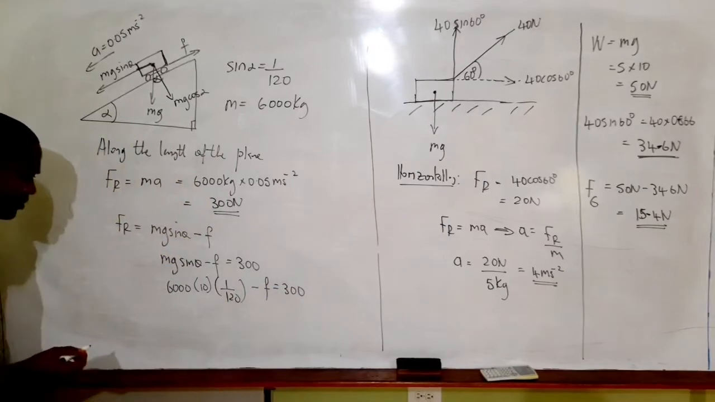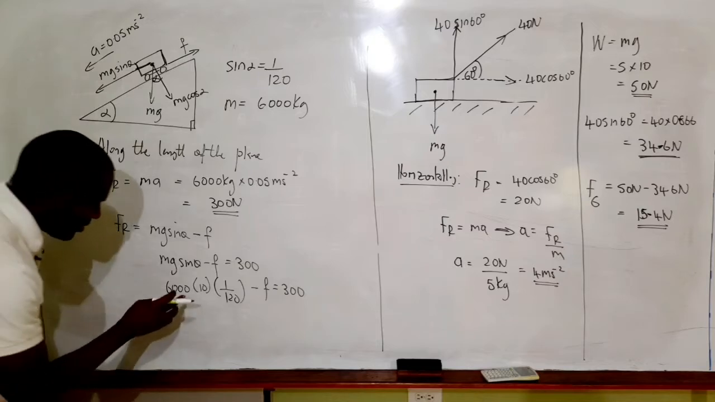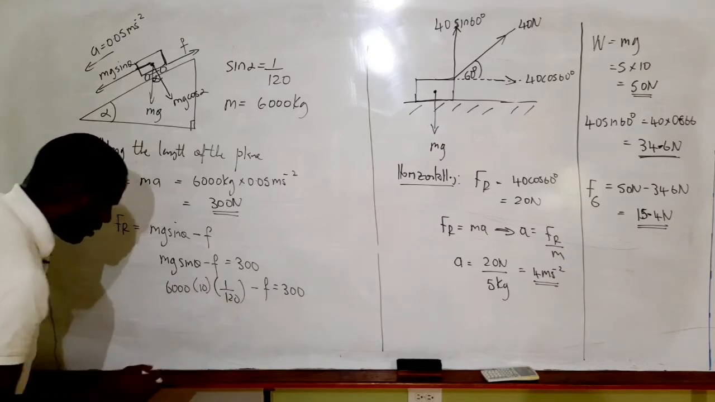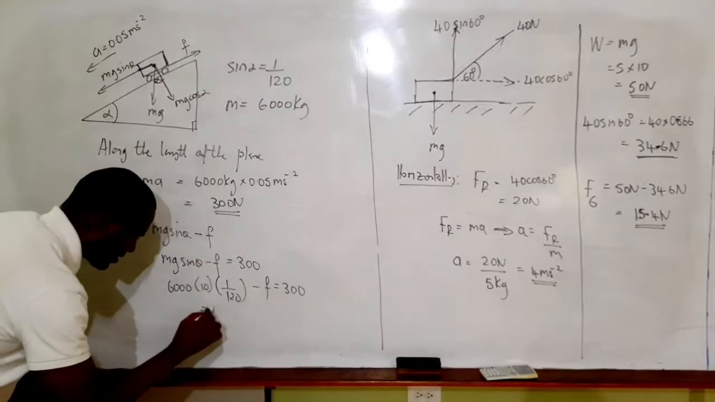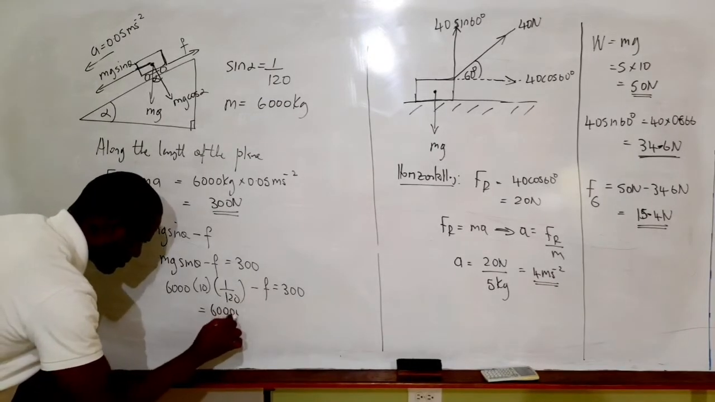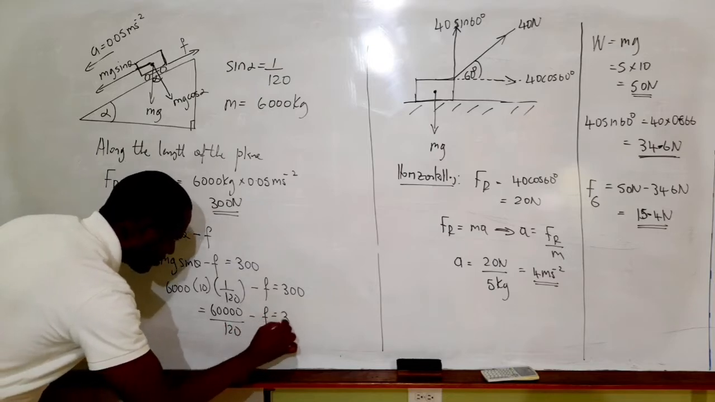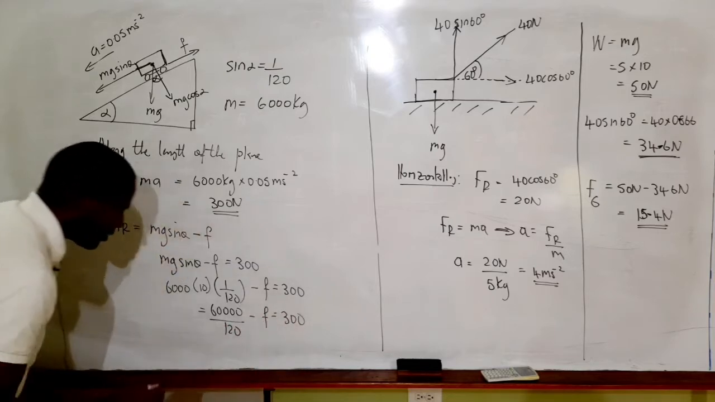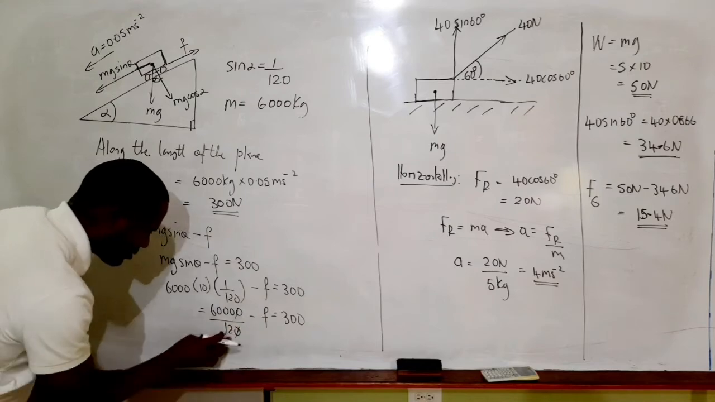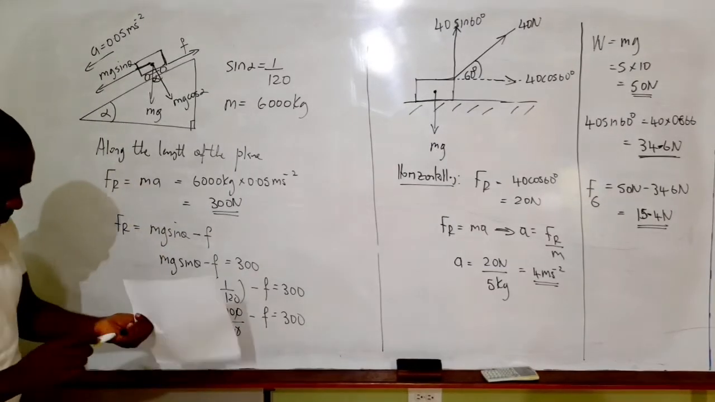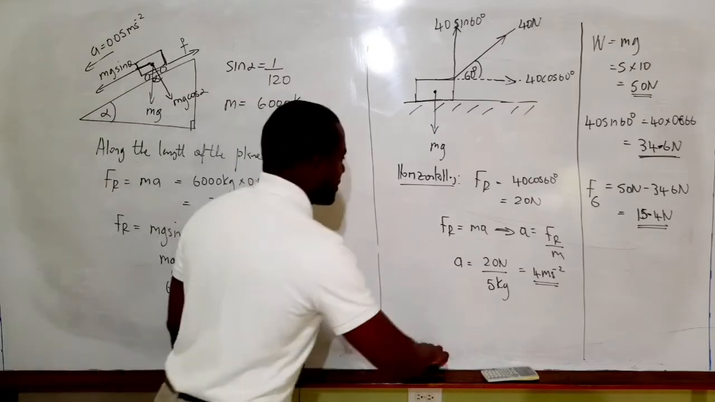So let's work this out. 6,000 times 10, that's 60,000, divided by 120. So that gives us 60,000 over 120 minus F is equal to 300, right? Zeros cancel, 12 into 60 goes 5. So this gives us 500. Make some space.